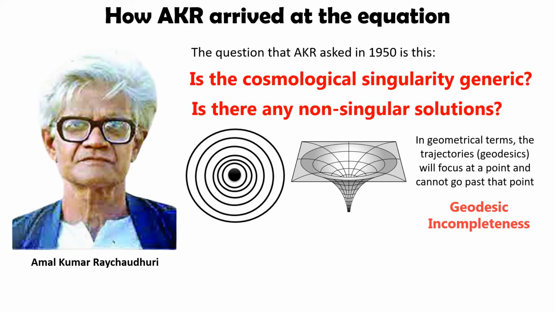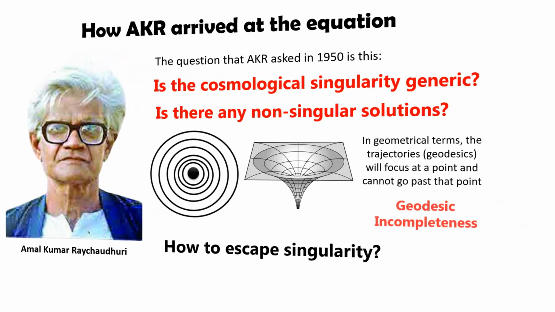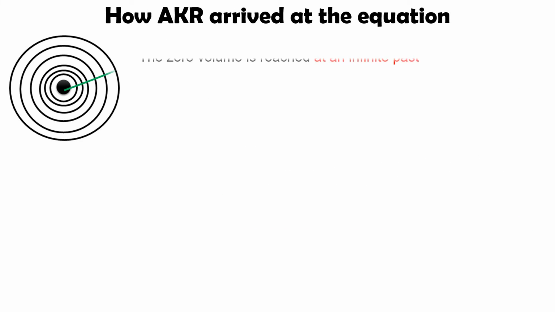Now you see all the foundations that we made are related to one another. If we get a cosmological singularity, it is going to have a geodesic incompleteness, which we want to avoid. Can we find that out? That was the central question which AKR asked around 1950: how to escape the singularity. To escape the singularity, we have two solutions. First, the zero volume is reached at an infinite past. If we get zero volume, or whatever the matter content or the stress-energy-momentum tensor, and it is at an infinite past, there is no problem.